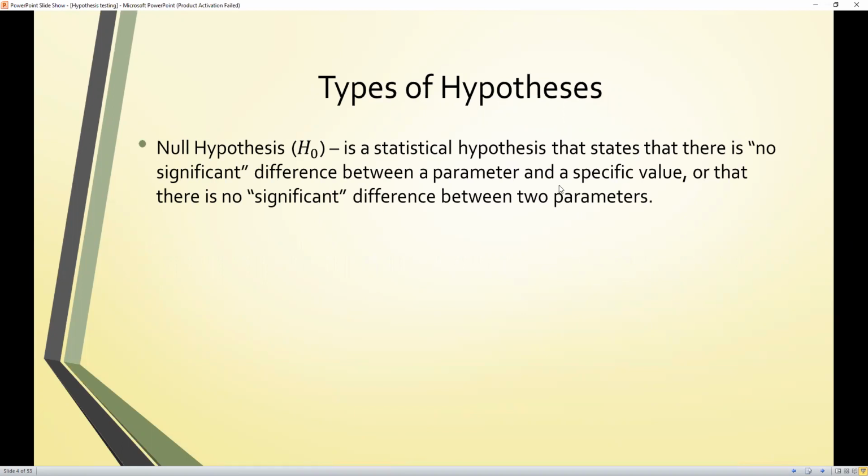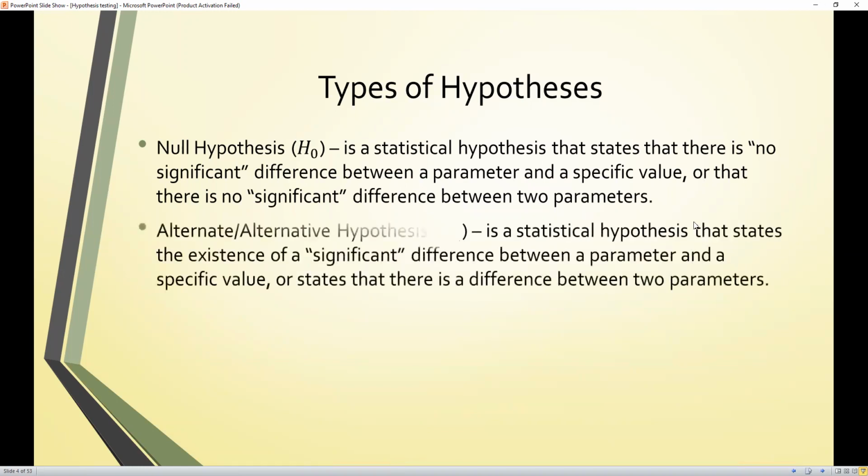The important part here is that there is no significant difference, because when we are comparing two groups of values or two groups of distributions or two groups of data, it is sometimes bound to have differences. They might not be exactly the same. So what we're testing here is whether the difference between the two groups is significant enough to say that it is not due to chance. Okay, so the term no significant difference is very important.